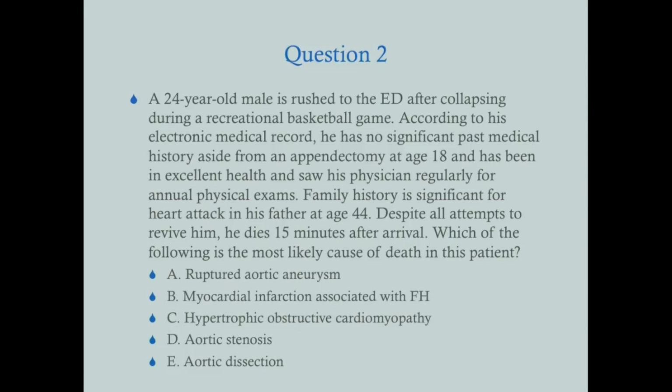Which of the following is the most likely cause of death in this patient? A. Ruptured aortic aneurysm. B. Myocardial infarction associated with FH, familial hypercholesterolemia. C. Hypertrophic obstructive cardiomyopathy. D. Aortic stenosis. Or E. Aortic dissection.